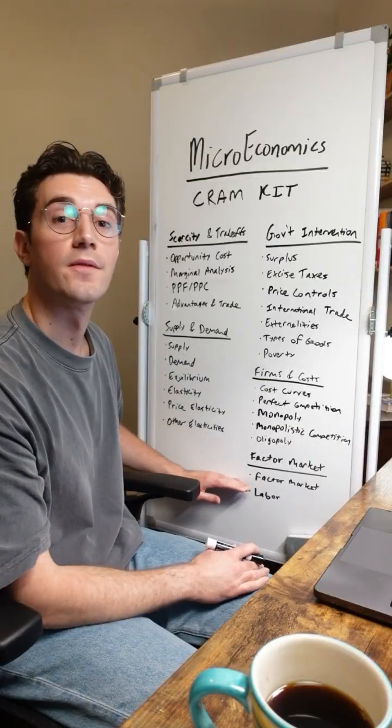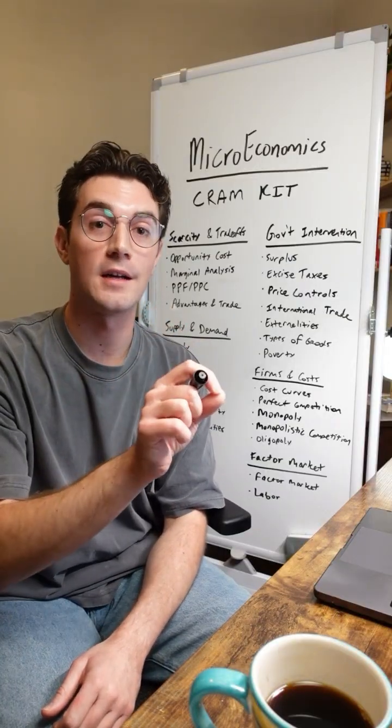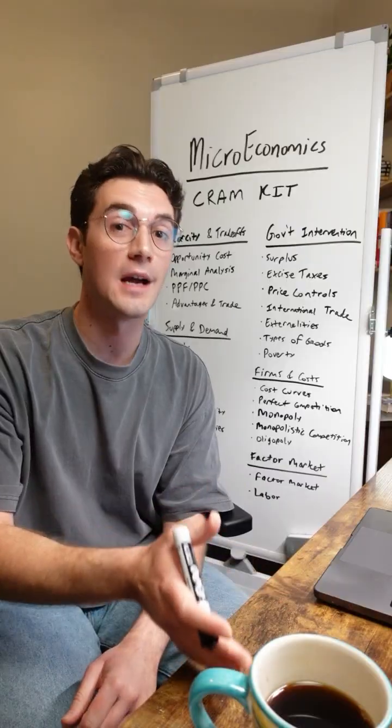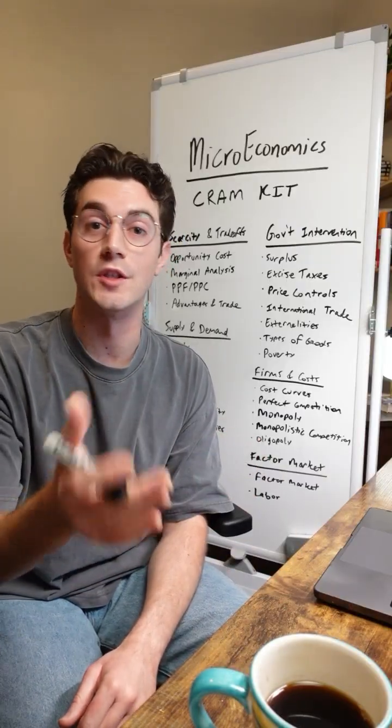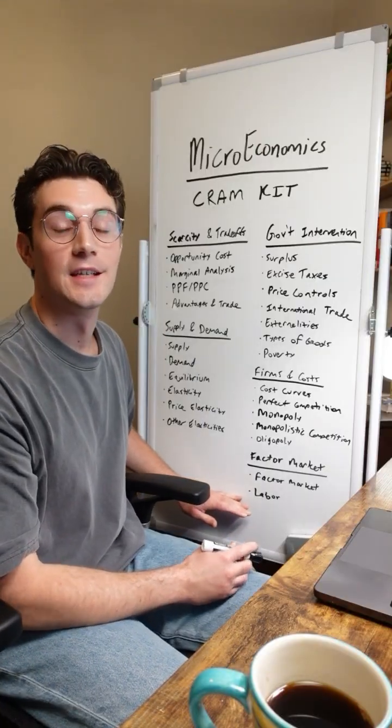All right, next up here, the factor market. Marginal revenue product is simply the marginal product times the price that the good is sold at, because that is ultimately the additional revenue that each unit of a resource is bringing in, whether that resource is labor, land, or capital.